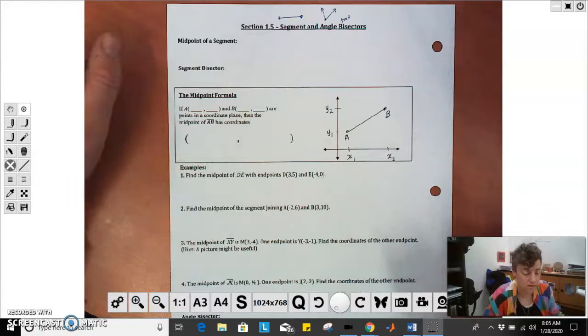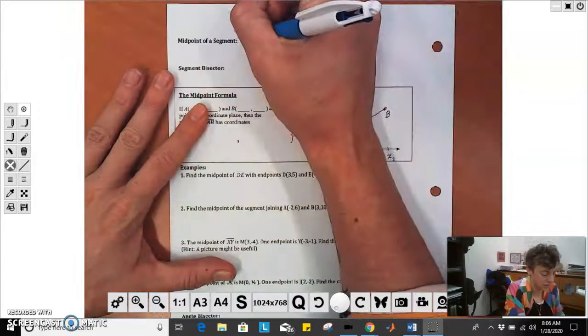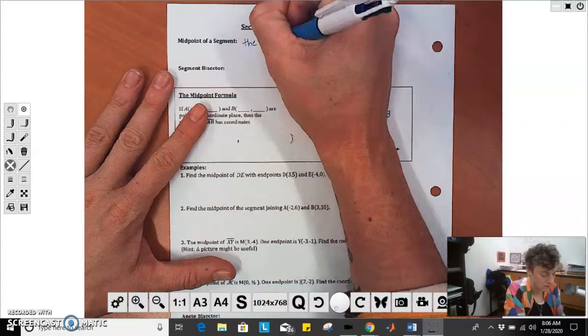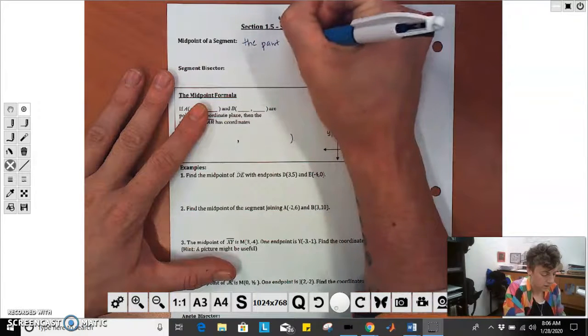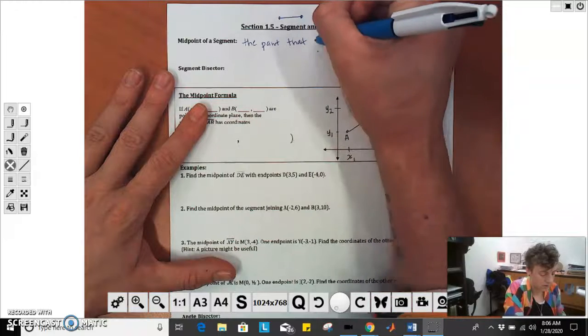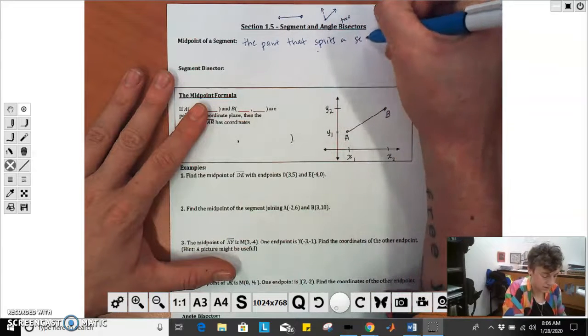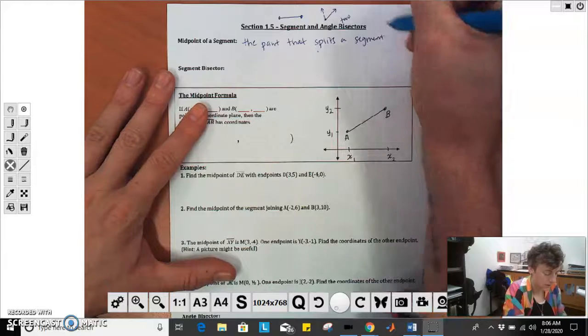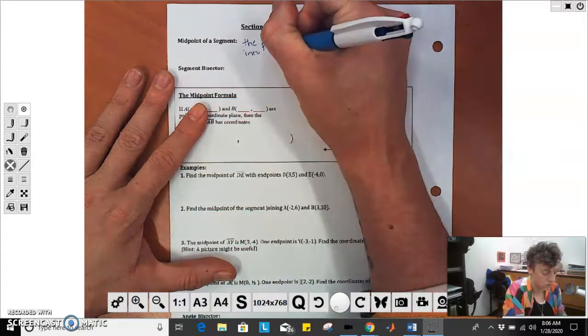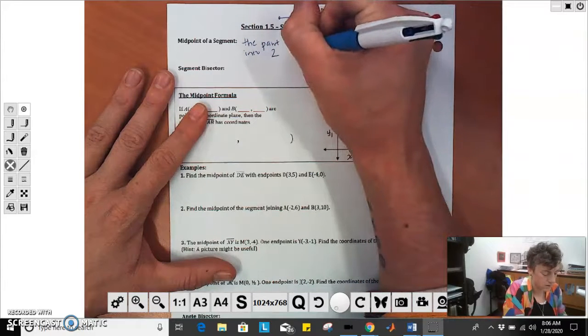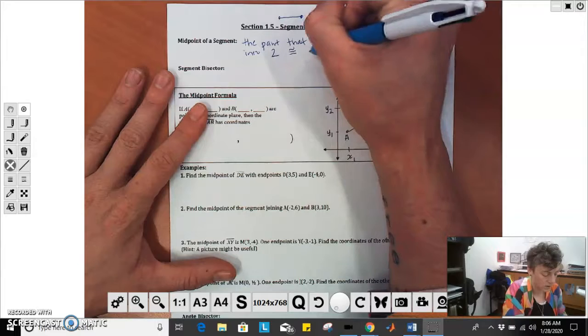A midpoint of a segment is the point that splits a segment into two congruent halves.